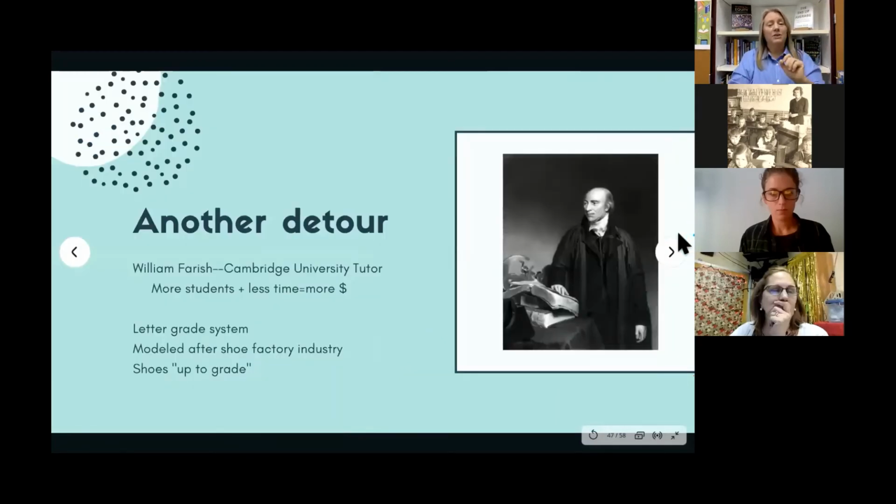And another little detour here about letter grades. Letter grades were created by a guy named William Farish. He was a Cambridge University tutor, and he was interested in making more money. He figured if he could process more students in less time, he would make more money. So he got this idea to use this letter grade system that he saw in shoe factories that they would use to grade shoes. So that's where letter grades actually came from, the grading of shoes.